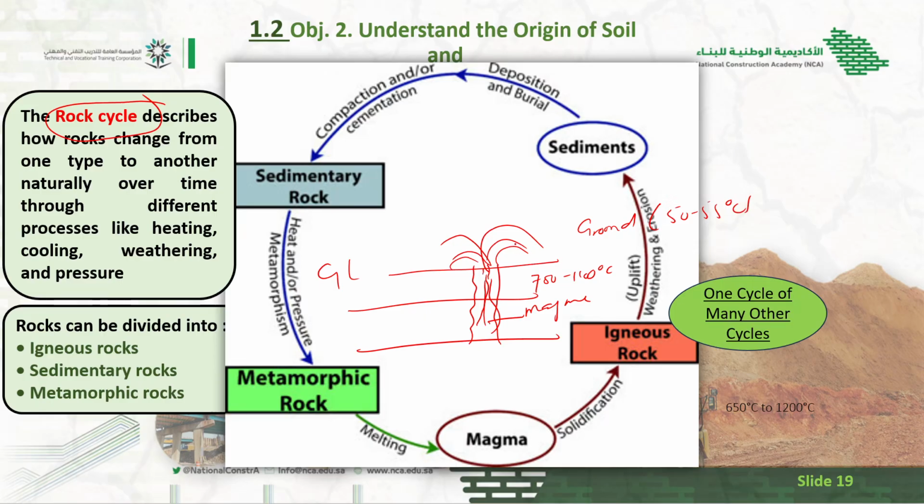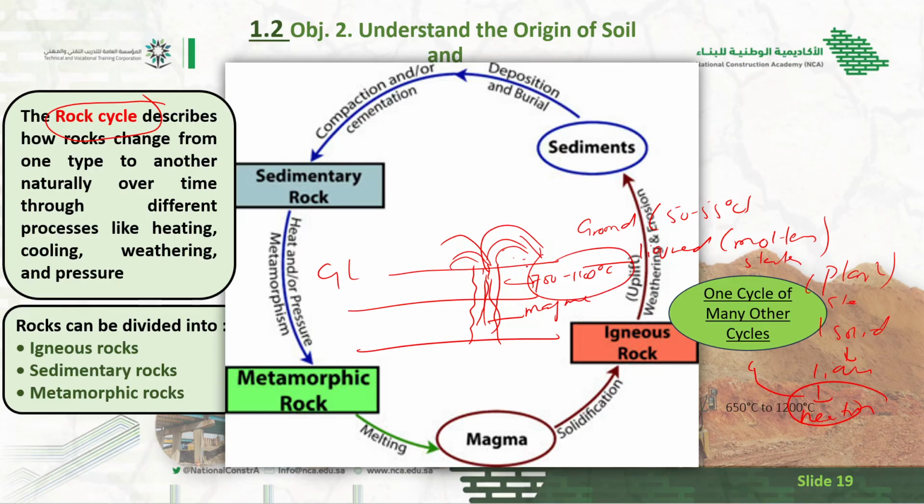Now when this magma decreases gradually, the temperature decreases. So now it is in the form of liquid, which is called what? Molten state. Molten state means if you give heat to anything like plastic or steel, it is converted from solid to liquid by means of heating. That state is called molten state. So beneath the ground, the magma is in molten or liquid form.